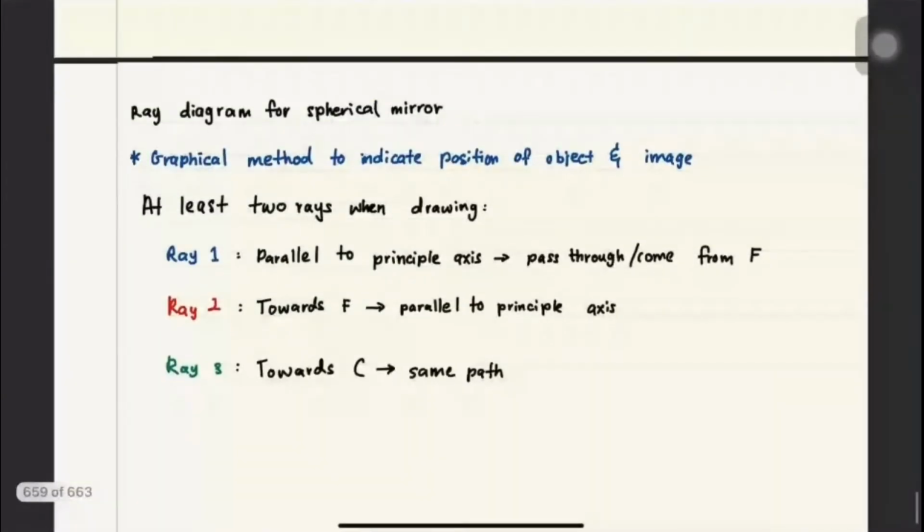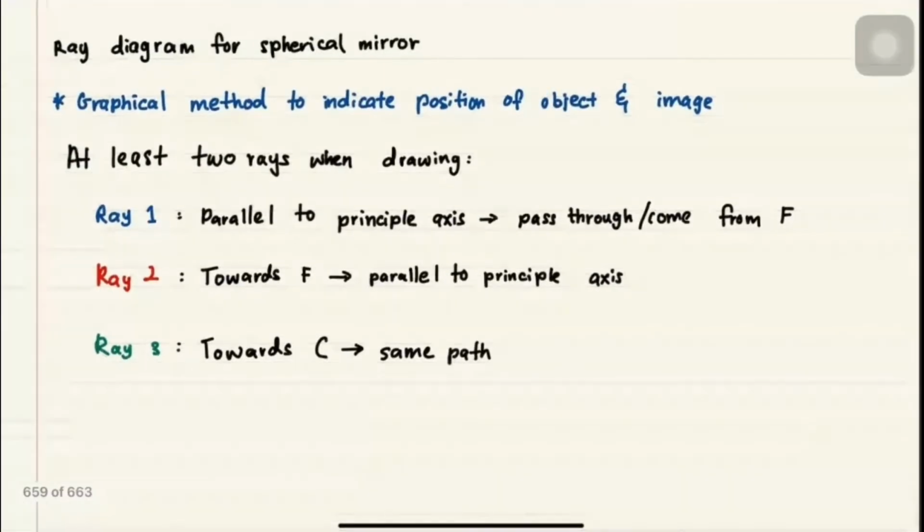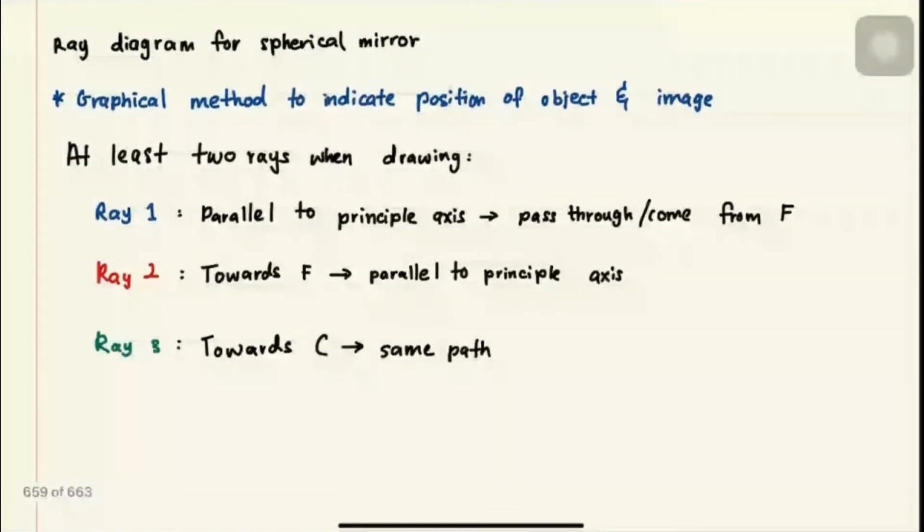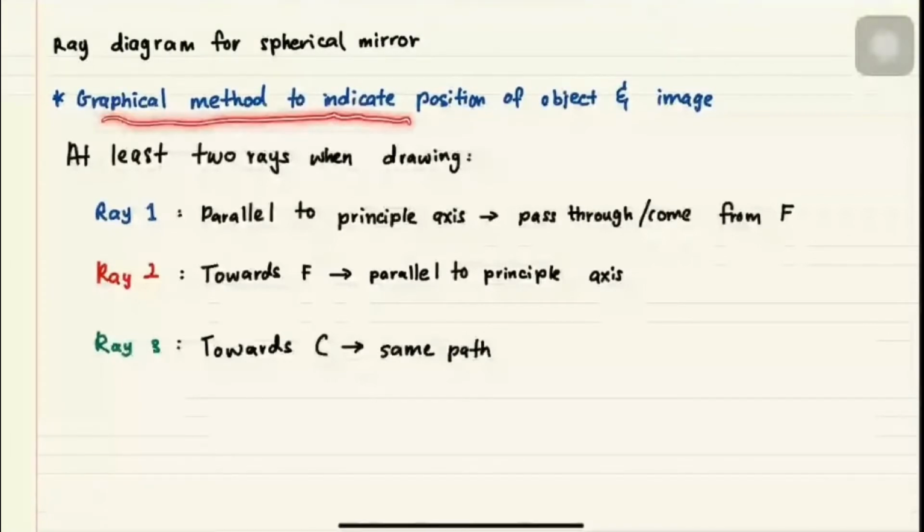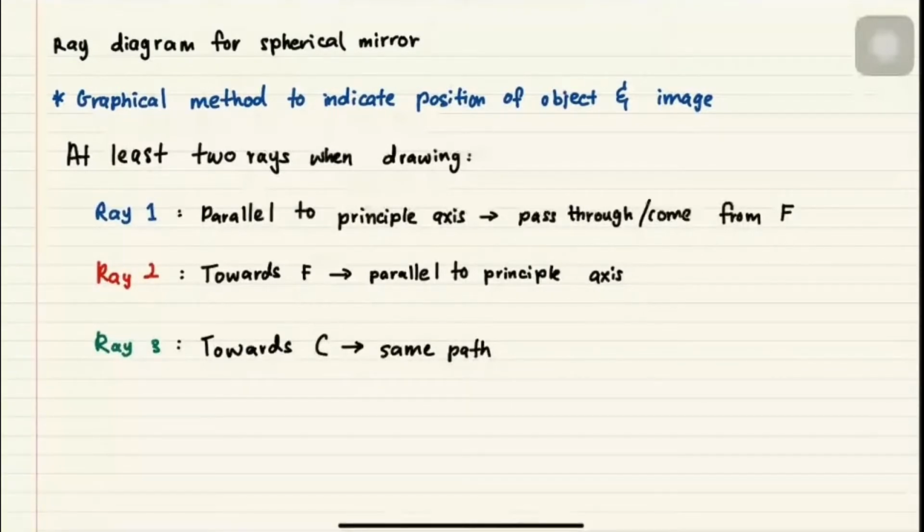Now I'm going to show you how to draw the ray diagram for a spherical mirror. So what is a ray diagram? It's a graphical method to indicate the position of the object and image. The main reason for this is that you want to determine the position of the image and the properties of the image. Those are the two important things.